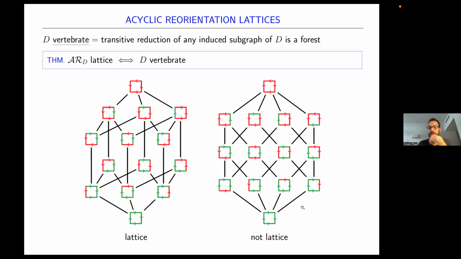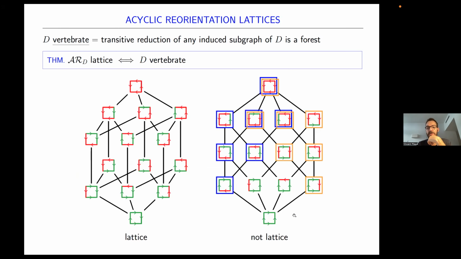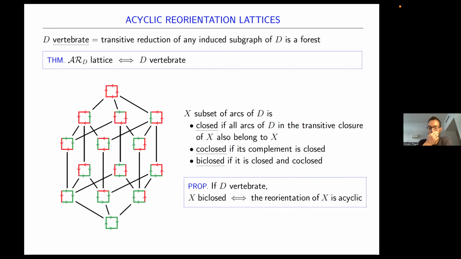And this is a proof that it's not a lattice. These two, this element on the right and this element on the left, they have two incomparable common upper bounds. But the graph on the left, if you compute the transitive reduction, then what you get is just these three edges, and this is indeed a forest. And if you do that for any induced subgraph, what you get is always a forest. So this graph is a lattice. This acyclic reorientation poset is a lattice.